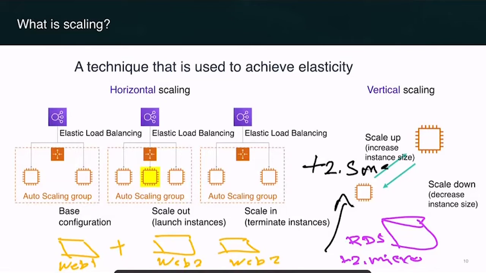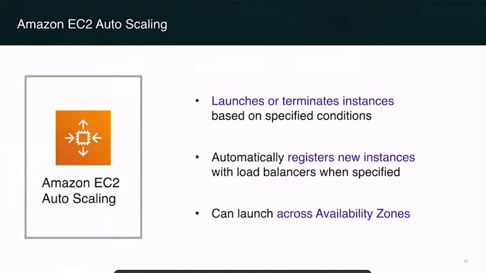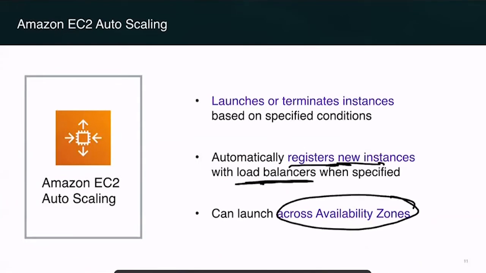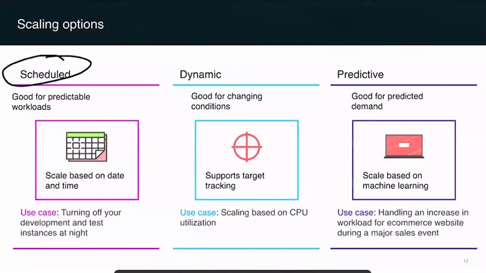Let us look now at the first auto scaling, which is Amazon EC2 Auto Scaling, where we can launch or terminate instances based on our conditions and needs, and it can automatically register new instances with the load balancer, and launch those instances across multiple Availability Zones. So auto scaling always works inside the same region. It will help you launch multiple instances in multi-AZ, but not in multi-region.